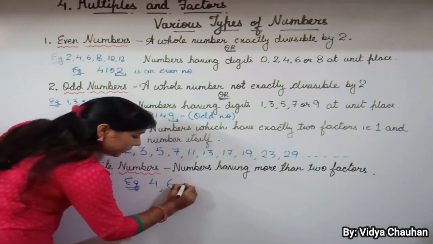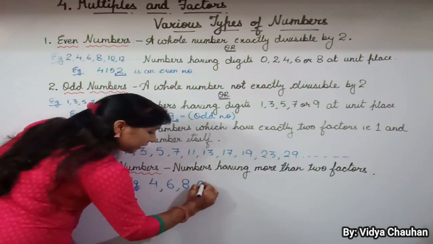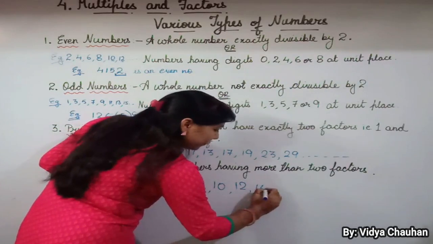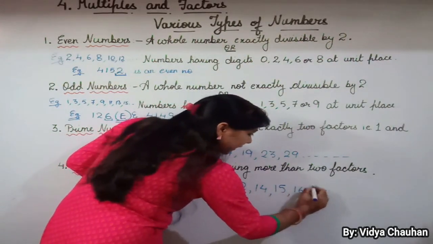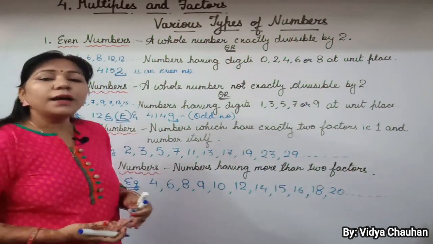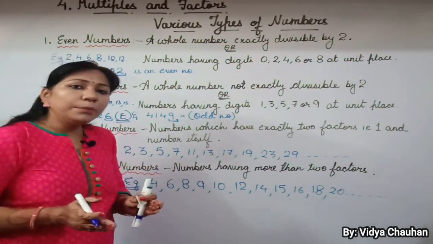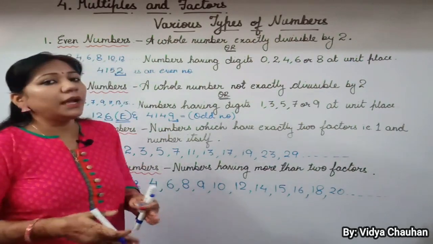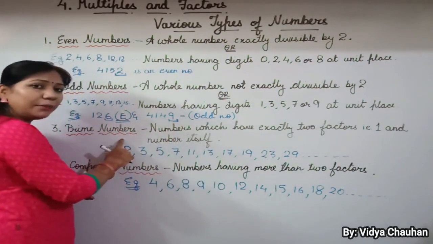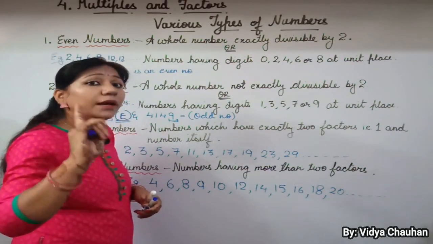Let's find out some more numbers. 8 is also a composite number. 9, that's also a composite number. 10, again a composite number. 12, 14, 15, 16, 18, 20 and so on. So all these are composite numbers. That means, in short, we can also say that numbers which are not prime numbers are called composite numbers. The numbers which are not in the category of prime numbers are composite numbers, except number 1.